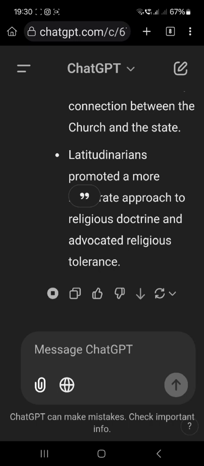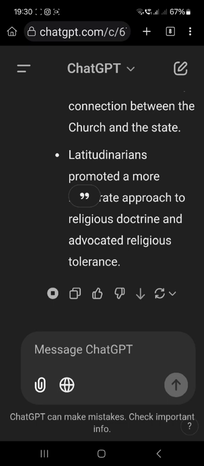2. Bill of Rights. In 1689, the English Parliament enacted the Bill of Rights, which outlined the rights and liberties of English citizens, limited the power of the monarch, and affirmed parliamentary authority. It established the supremacy of Parliament and laid the foundation for constitutional monarchy.